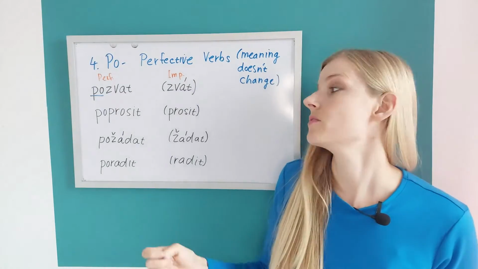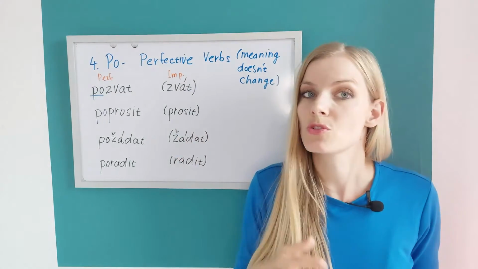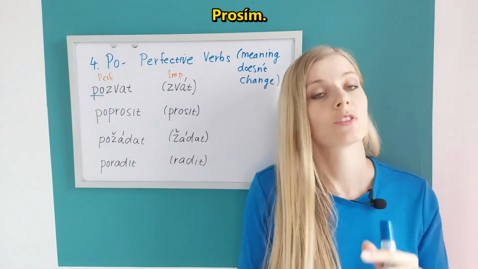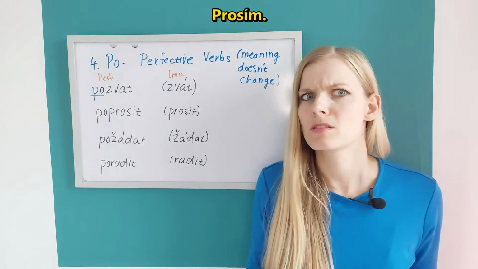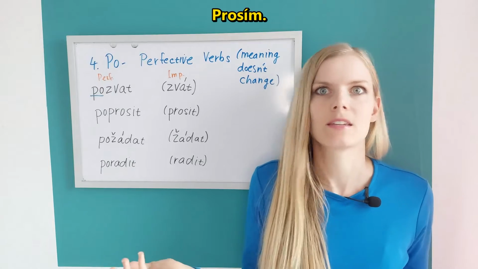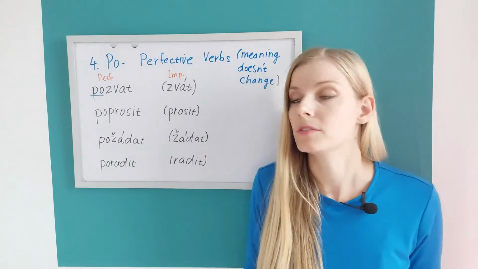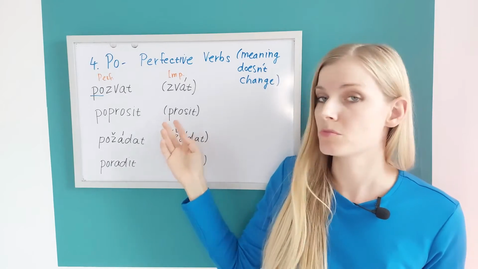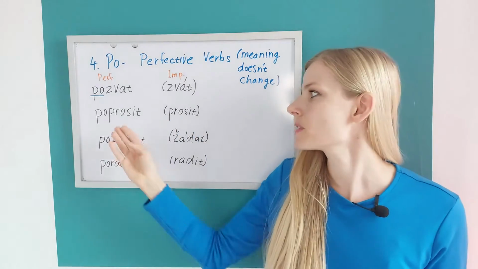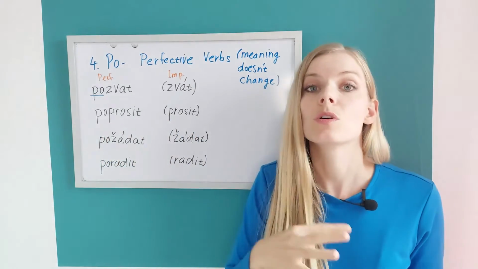Let's see another common verb, prosit, which you know from prosím. When you say prosím in Czech, it means please. One of the meanings is please. But prosit means to ask someone. This is the imperfective form. Prosím, I'm asking. And poprosím means I will ask.